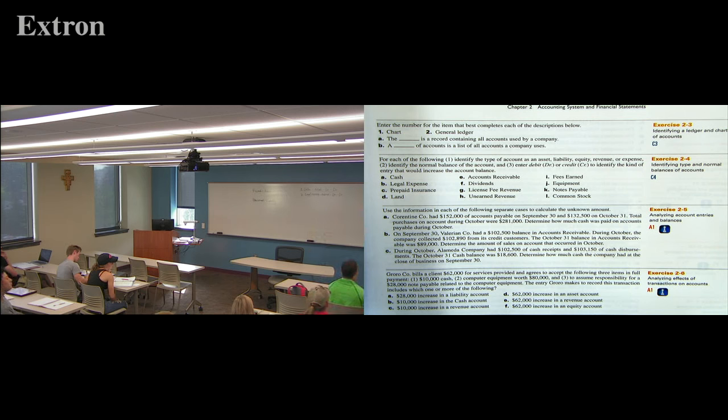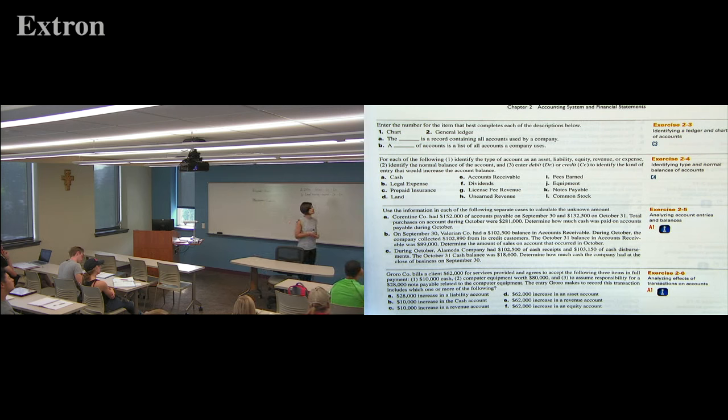Here we have another revenue account. We've got lots of different names we can call these things, so you can learn how to identify them. License fee revenue. Well, the word revenue's in there, so it's a revenue account. Revenues have a normal balance of a credit, therefore they also increase with a credit, right? Unearned revenue, letter H. Yep, anything unearned is a liability. Liabilities have a normal balance of what? A credit, therefore they also increase with a credit.